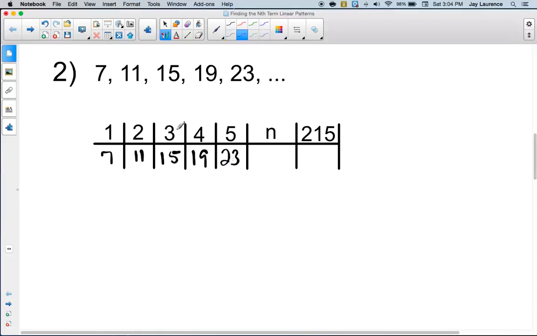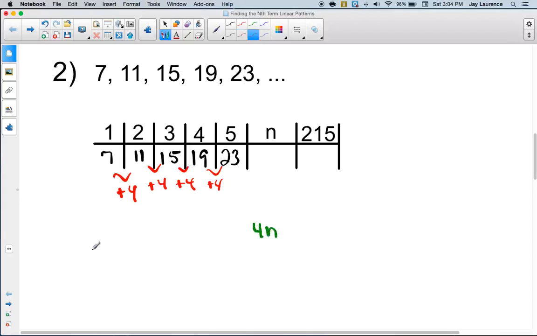I'm going to go looking for my first differences. Well, let's see. That's plus 4, the first difference. And this first difference is plus 4. Ooh, they're matching. I like it. It's plus 4 all the way across, isn't it? Plus 4 all the way across. So I know that I'm going to take this 4 and multiply it by n.